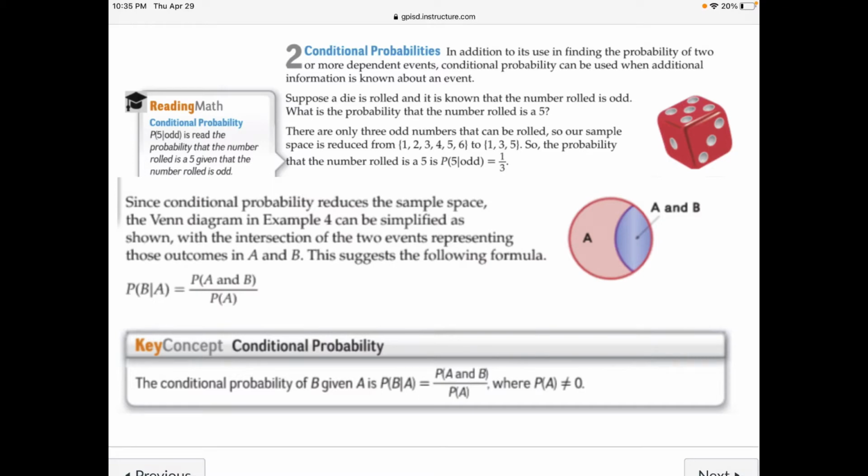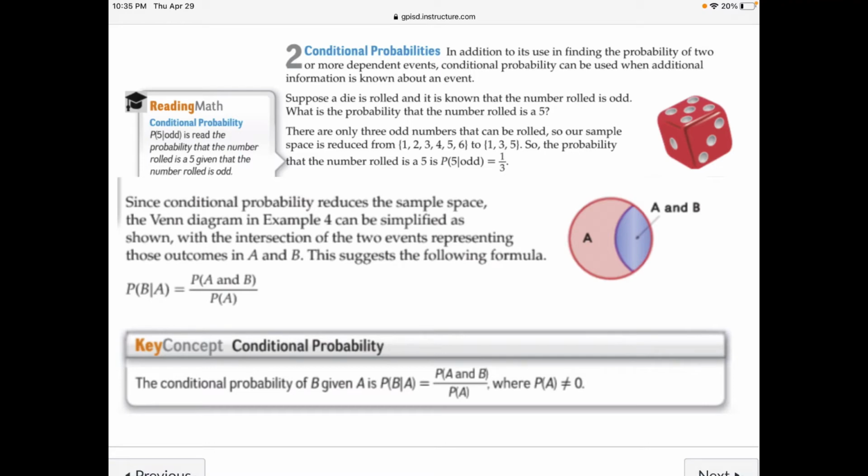Okay, so it's very, very important that you know and understand what they're referring to. What is the sample space? Is the sample space reduced? Now, it is important to know how to read these symbols. So here it says P of 5, there's that symbol, and then the word odd. This is read, what is the probability that the number rolled is a 5, given that the number rolled is odd? Given is what that line means, okay?